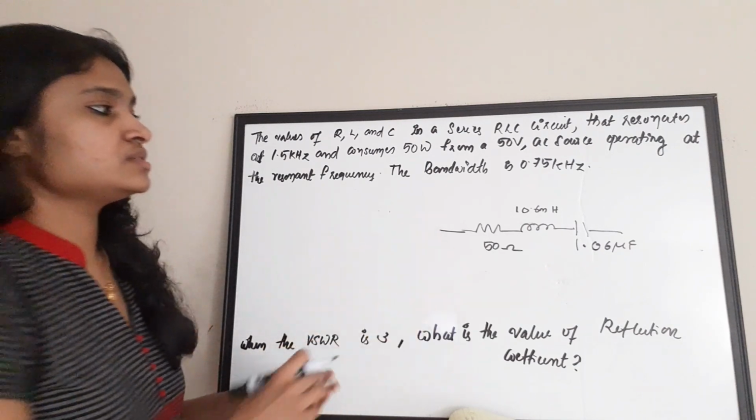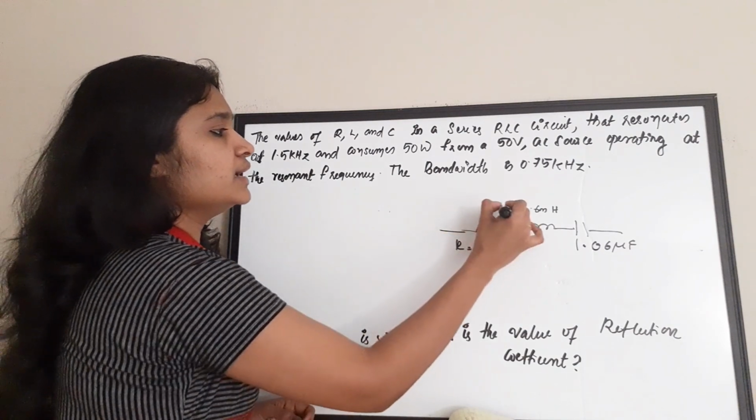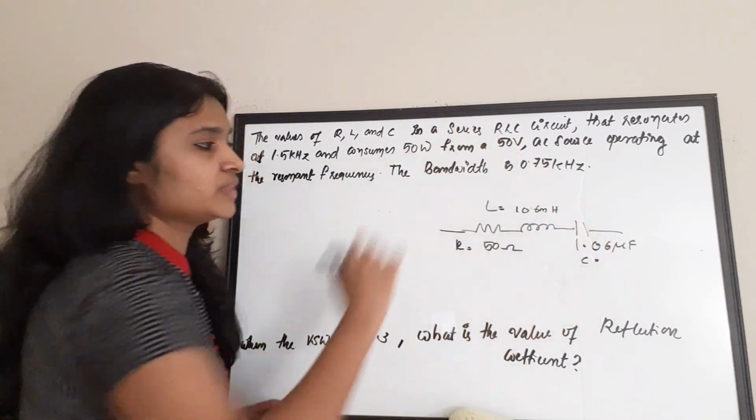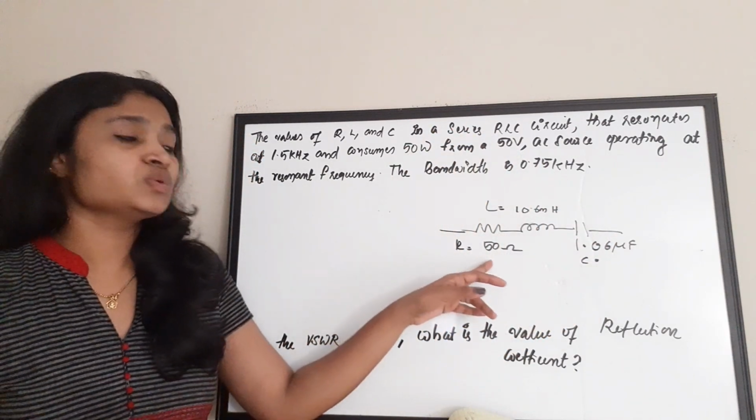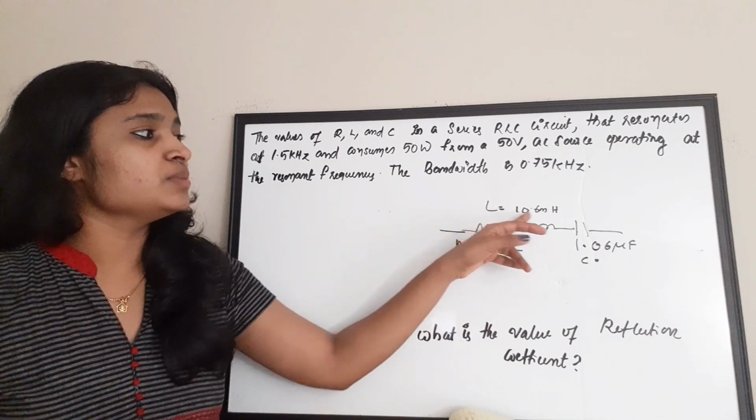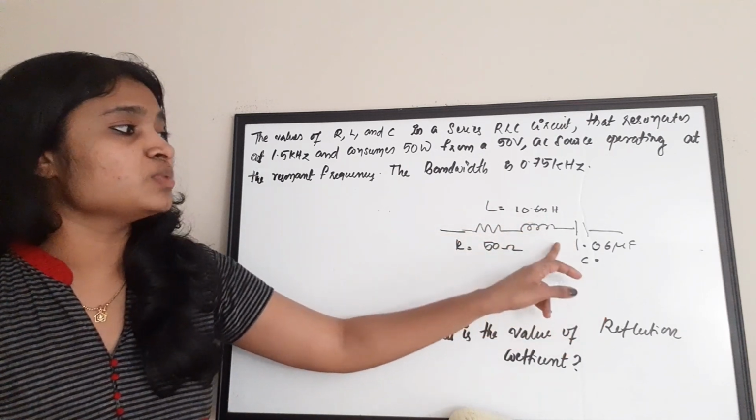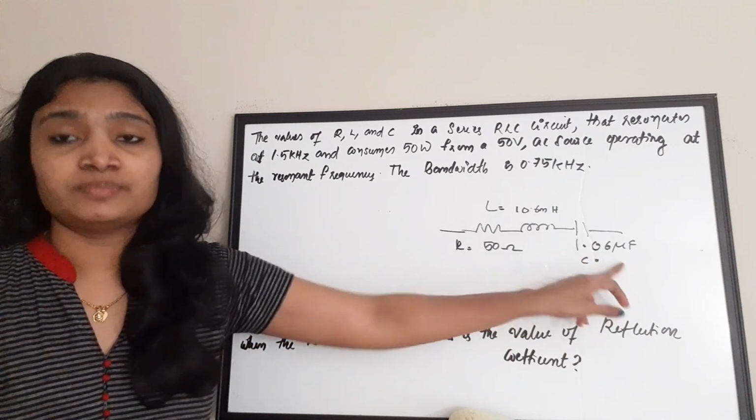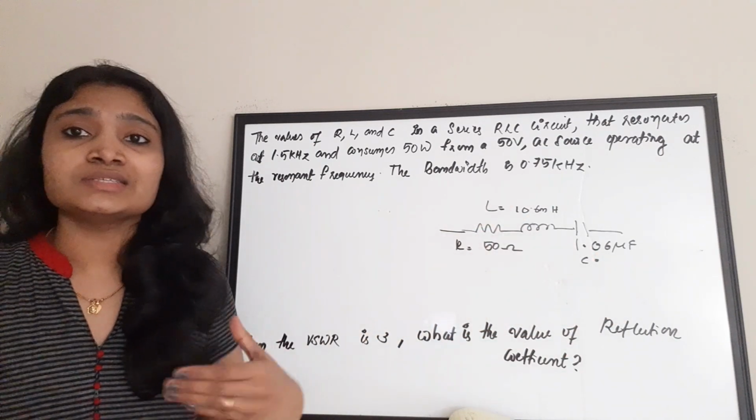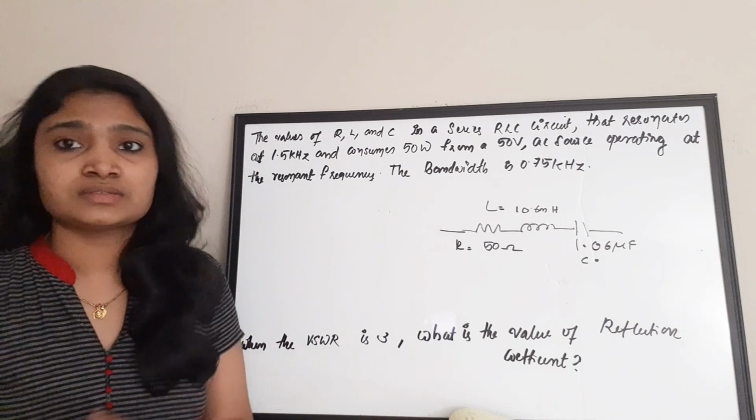So this is the value of R, L and C. Okay, so the answer is R is equal to 50 ohms, L is equal to 10.6 millihenry and C, which is the capacitance, is equal to 1.06 microfarad. Okay, so this is how you need to solve these types of resonant circuit questions.